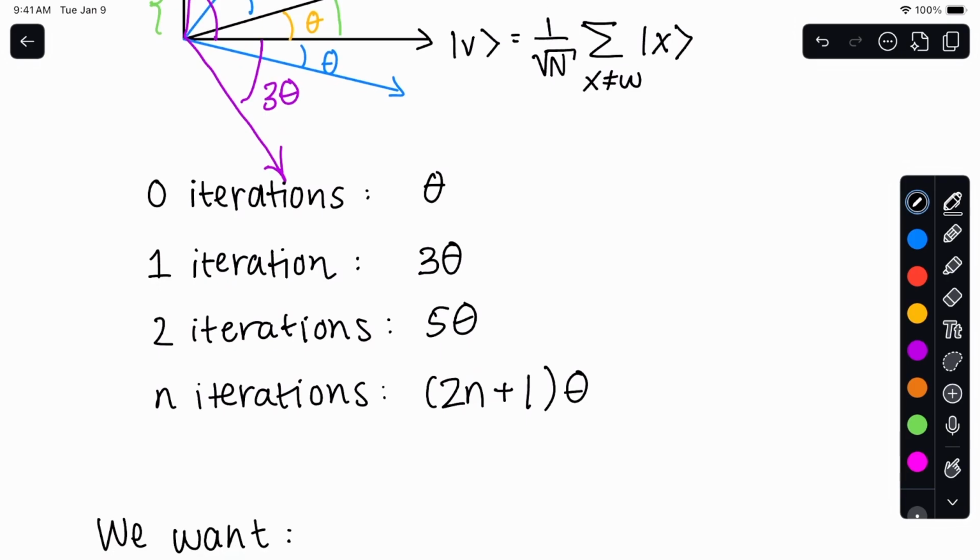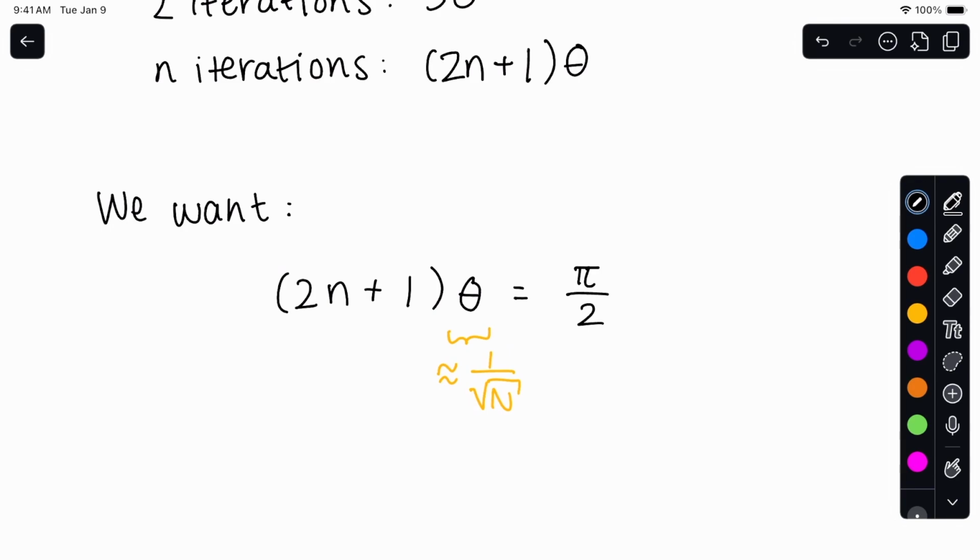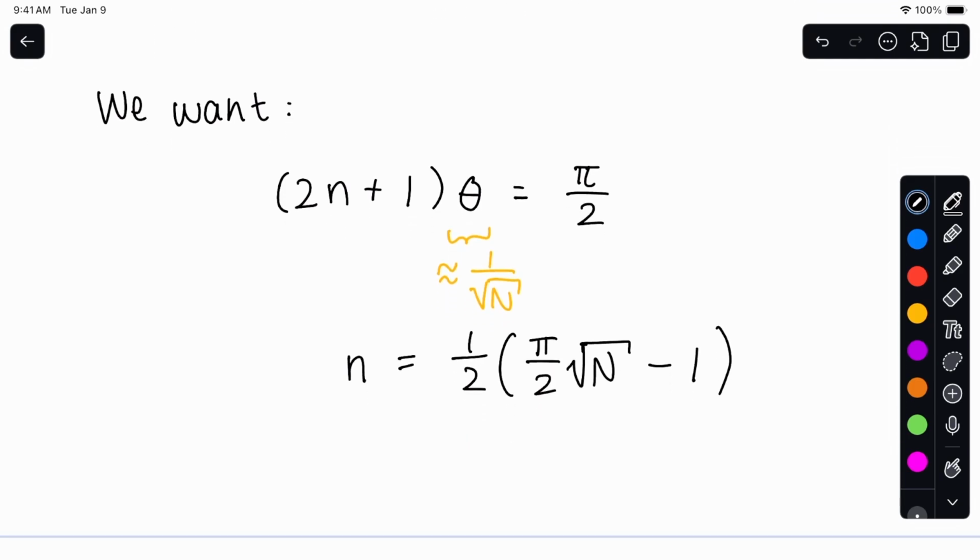And what do we want? We want the angle to be as close to pi over 2 as possible. So we want 2n plus 1 times theta to be pi over 2. So we know that theta is around 1 over root n. So if we just plug all that in, we would get that n equals 1/2 times pi over 2 root n minus 1. And since we would expect n to be big, then this is approximately pi over 4 times root n.